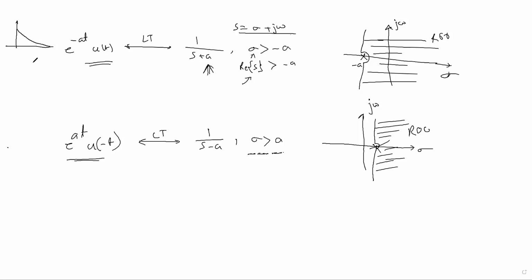So you should know how to. This is only the mirror image of this. Okay. So like this, by looking at the ROC, we can say the signal is not a stable signal. Okay.